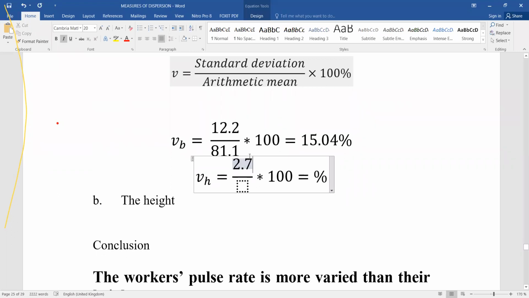2.7. And get me the arithmetic mean. The arithmetic mean is the same as average. All those are other names. Mean, average, it means the same. So get me V. V is 3.86.